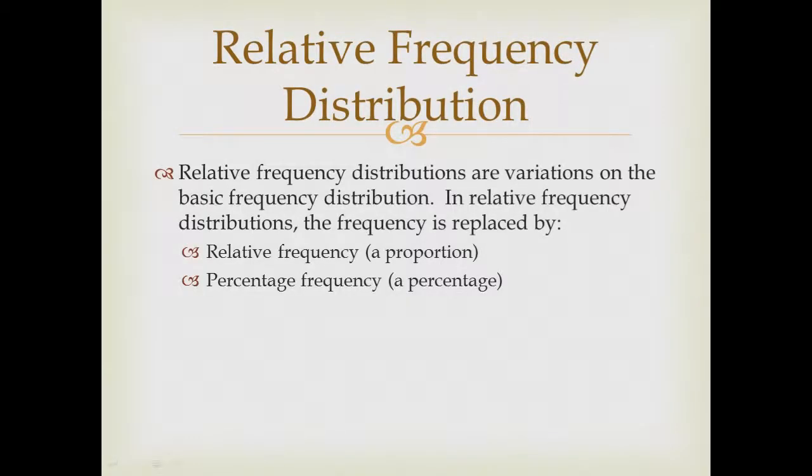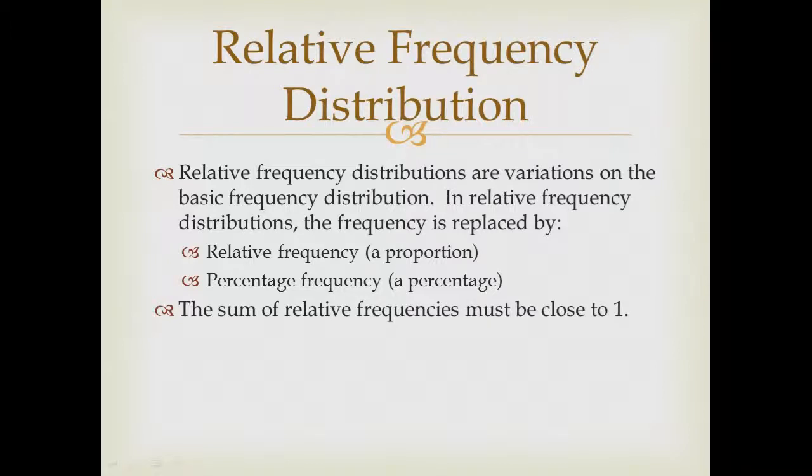Let's first begin by talking about relative frequency distribution. Those are variations on the basic frequency distribution table. In relative frequency distributions, we replace the actual frequencies by either a proportion, some sort of decimal possibly, if we're looking for relative frequency, or we'll replace it with a percentage if we're looking for percentage frequency. The key thing to remember when you're dealing with relative frequency is that the sum of your relative frequencies has to be close to 1. They can't be over 1, but they have to be close to 1 or exactly 1.